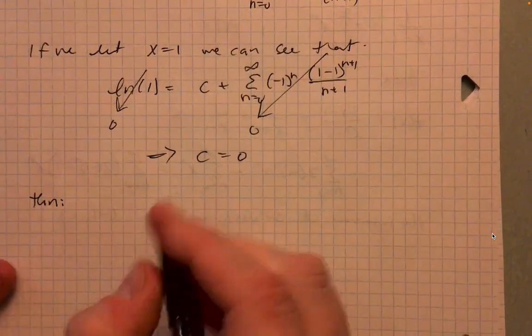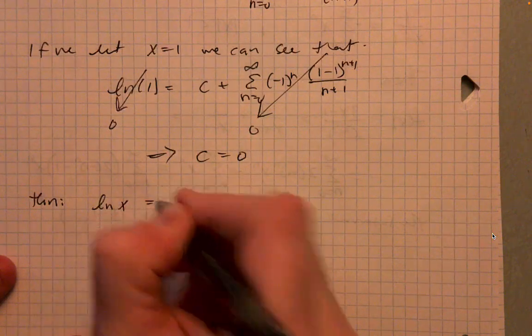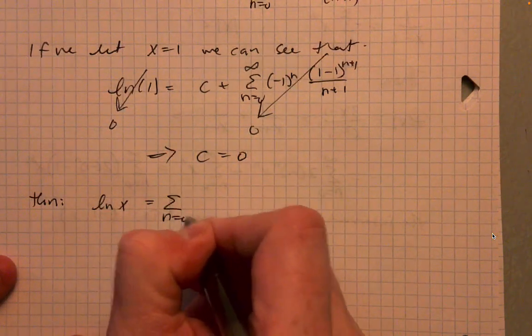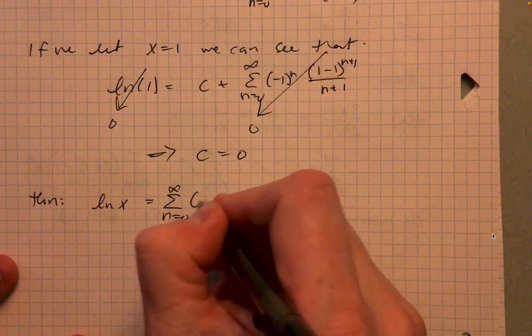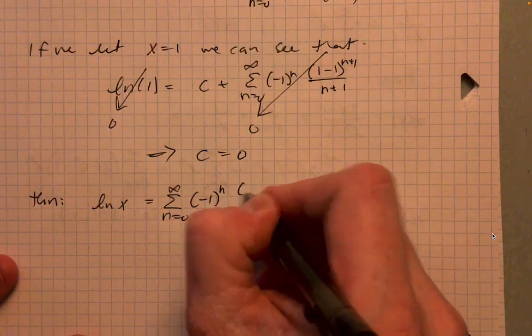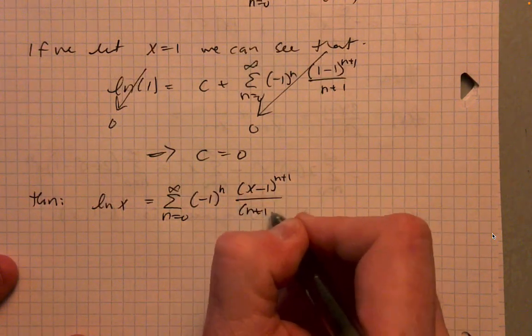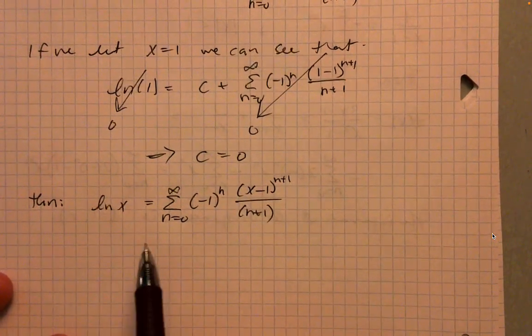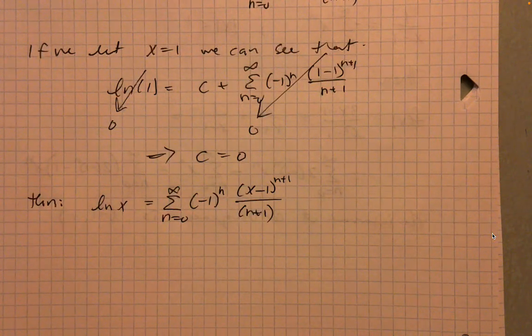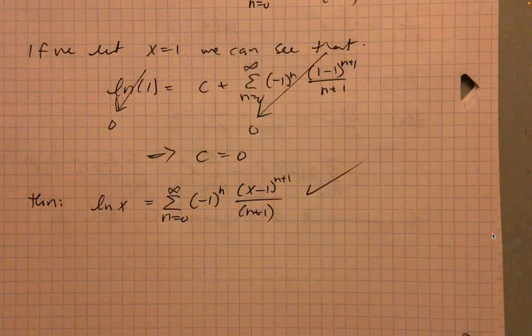And so we can say that the natural log of x is equal to the sum from n equals 0 up to infinity of negative 1 to the n times x minus 1 to the n plus 1 over n plus 1. So this is a power series for natural log of x. And how do we find it? Well, we knew a power series for 1 over x. We integrate 1 over x to get natural log of x and integrate the series as well. And so, clever. It's a nice one.